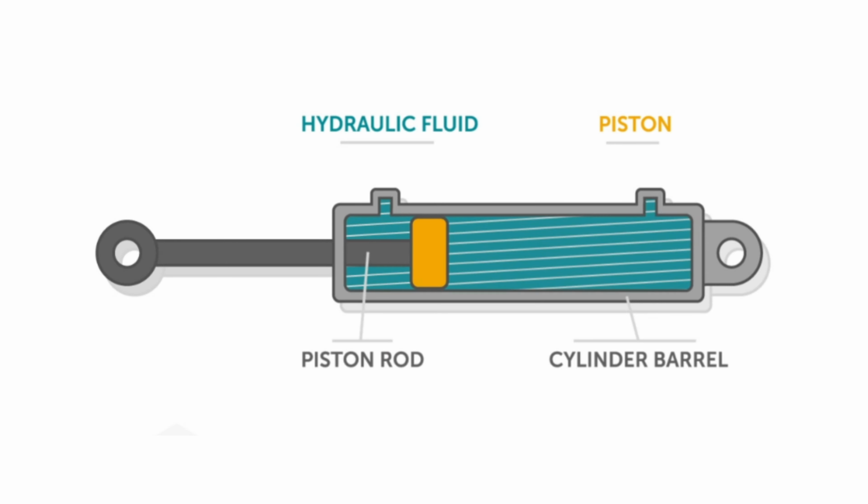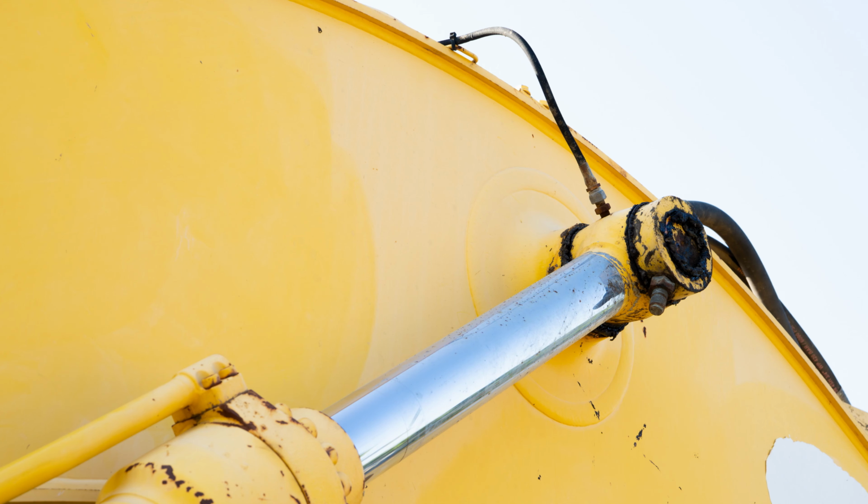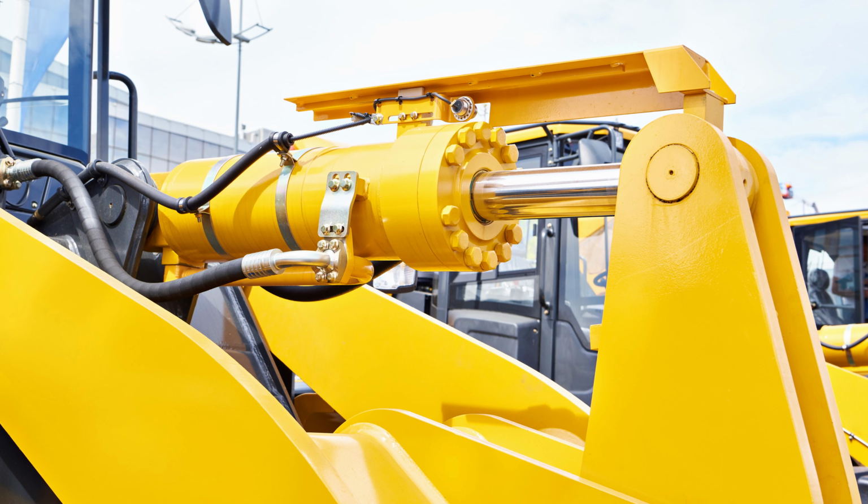These cylinders are primarily responsible for actuating the boom, arm, and bucket, enabling the excavator to perform digging, lifting, and dumping operations. When pressurized oil enters the cylinder chamber, it pushes against the piston surface, creating a linear force that extends or retracts the piston rod. This relationship is described by a fundamental hydraulic equation. The force produced by a cylinder is equal to the hydraulic pressure multiplied by the piston area.